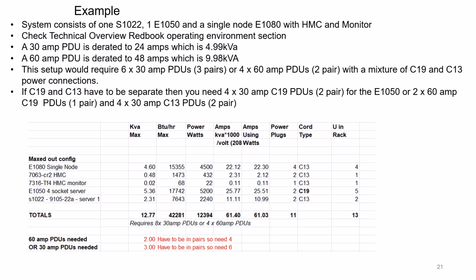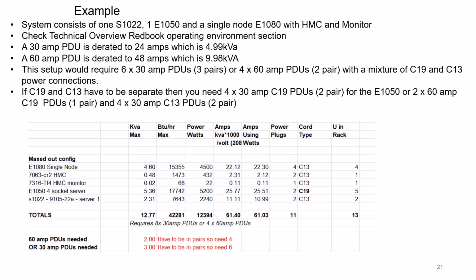So if each PDU that's 30 amp can handle 4.99, then that equates to needing 3 PDUs. And for redundancy, that means you need 6 30 amp PDUs. In terms of 60 amp PDUs, they can handle 9.98 kVA, so you would need 2 for the work and then 2 for redundancy. However, that assumes that you can mix C19 and C13 connections on the PDUs. Most of them don't do that, so if you have to separate them, then your needs change.